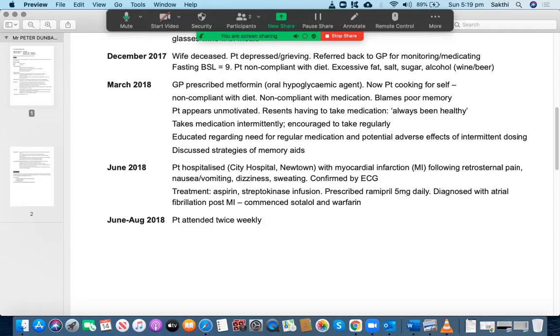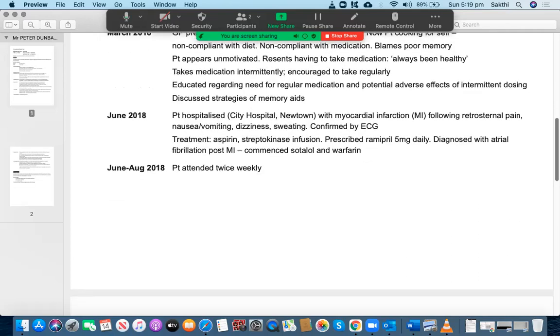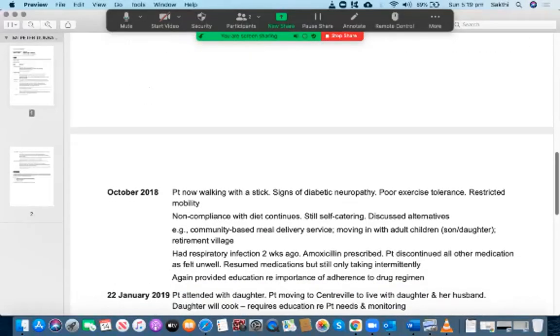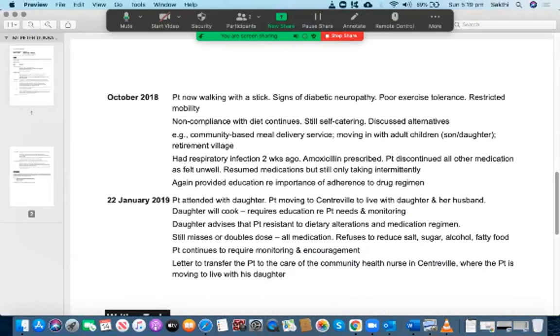That's okay. Myocardial infarction. See this one, the spelling. It's INFAR, it's not RA. Infraction is different. Okay, that's all right. Aspirin. That's okay. Patient attended twice weekly. That's okay. October: patient walking with a stick. Okay, signs of diabetic neuropathy. Poor exercise tolerance, restricted mobility.